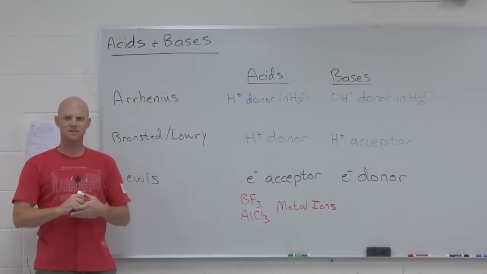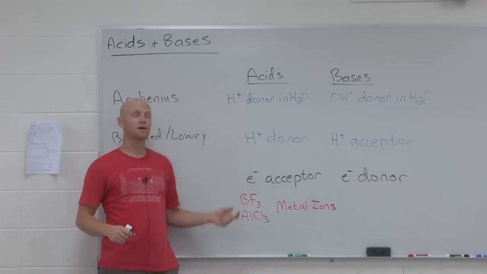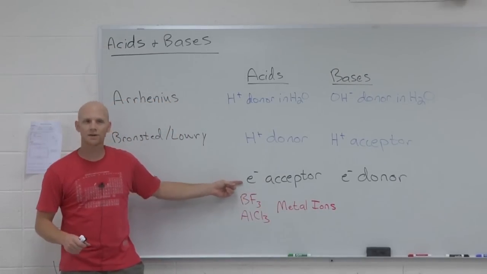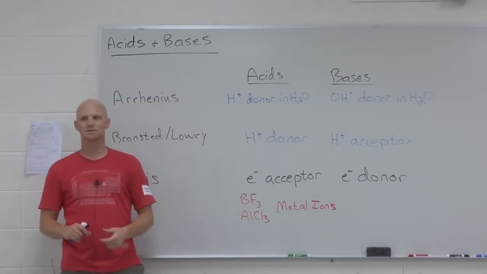So metals, what charge do they typically take? Positive or negative? Positive. Metals typically form cations. Being cations, metal ions would love to attract, to accept some electrons. So boron and aluminum compounds, but metal ions in general often act as Lewis acids.